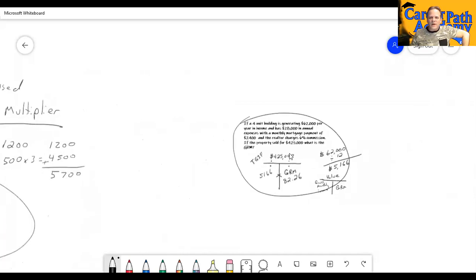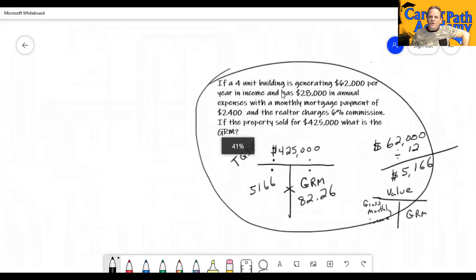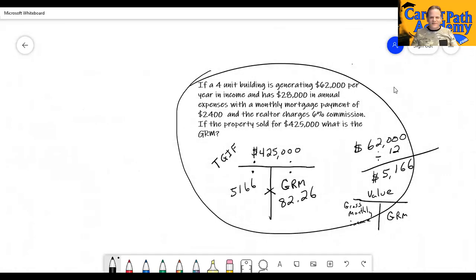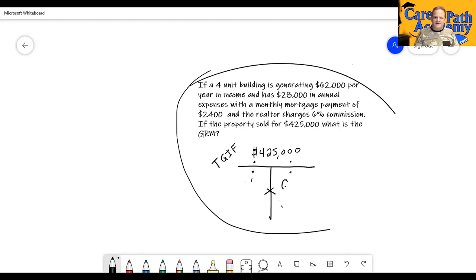Let's do another math problem here. Here's an example of how to do that. So you'll put 425 on top. Yep. The reverse T formula, large number always goes up top.